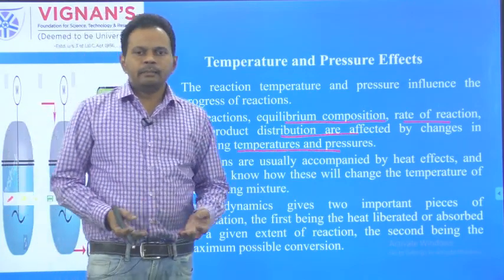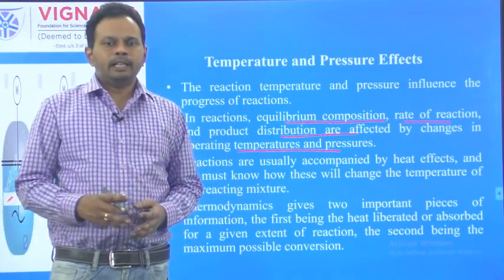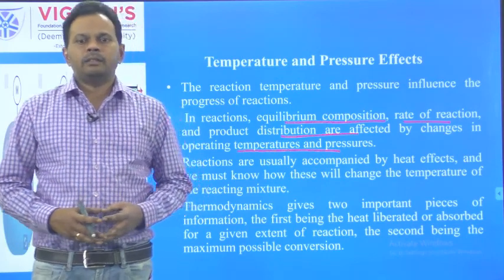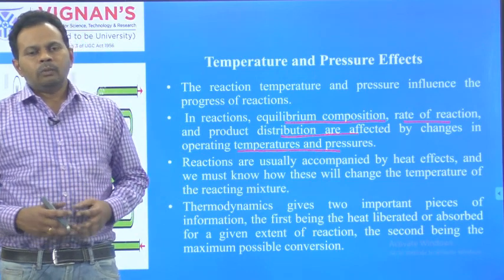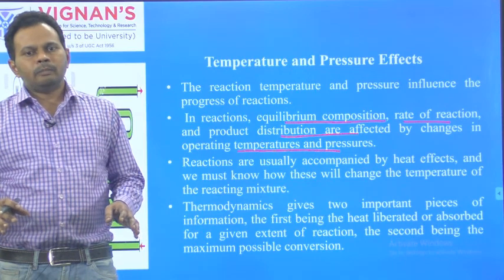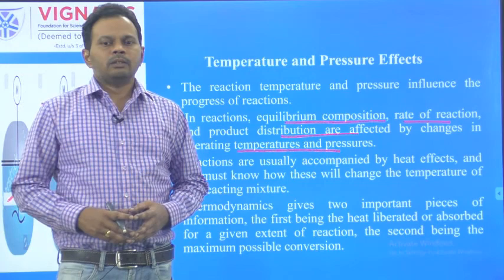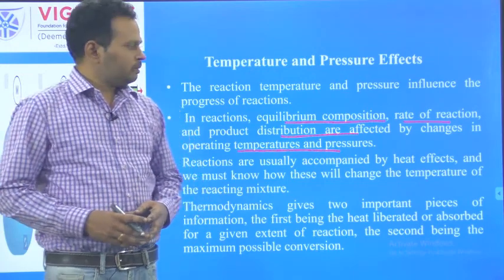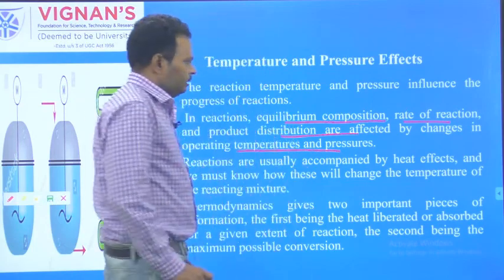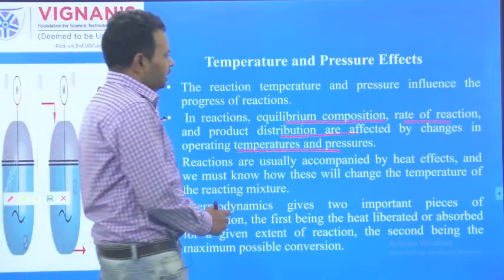Particularly for reversible multiple reactions, after a certain time we can have equilibrium between the reactants and products, at which the rate of forward reaction is equal to the rate of backward reaction. Once a reversible reaction reaches equilibrium, the concentrations of the reacting components, that is the reactants and products, are known as the equilibrium composition. And the product distribution is the ratio of desired product to undesired product formed.